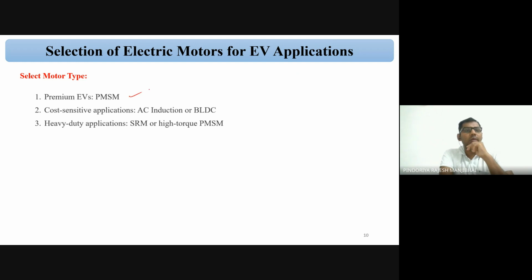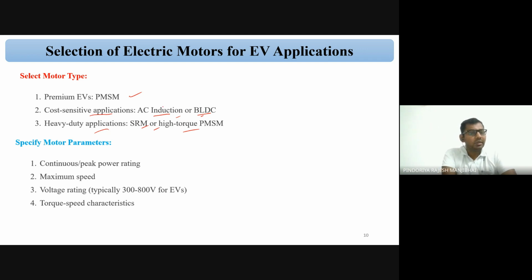So which type of motor you have to use? For a premium EV, maybe the PMSM or BLDC. PMSM for premium, cost sensitive application, AC induction motor, otherwise the BLDC motor, and heavy duty application, SRM motor, otherwise high torque PMSM motor. So you can see we have a total of four types of motor. Premium EV application, mostly we can use the PMSM motor. Cost sensitive application, we can use the AC induction motor, otherwise the BLDC motor. And heavy duty application, SRM motor, otherwise the high torque PMSM motor.